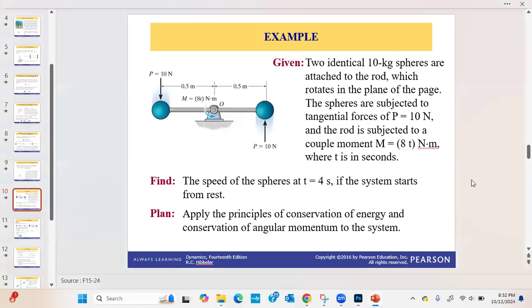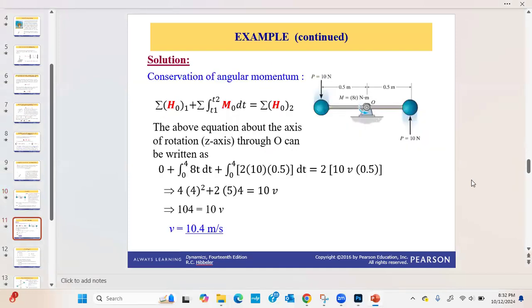Let's take a look at what they came up with, see if we did something similar. They wrote the equation much as we did, and they note that the initial angular momentum is 0. They also took an integral from 0 to 4 of 8t, and 2 times 10 times 0.5 equals 2 times 10 times 0.5 v2. I called it v2, they just call it v. And they worked it out the same as we. So that is how we will look at these conservation of angular momentum problems.